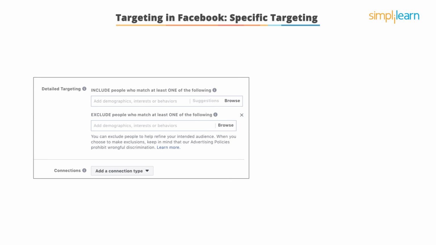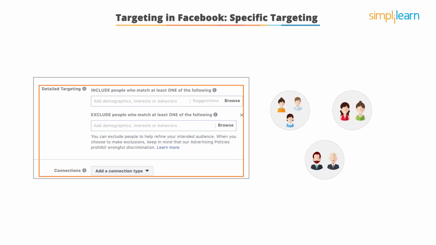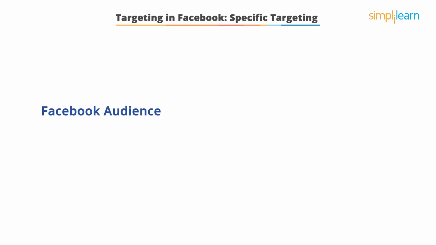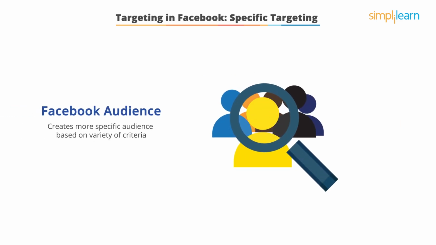If you scroll down, you will go to the specific targeting section where you can define your audience by interests or behaviors. This is where you will find the real power of Facebook advertising. This is where you can zoom in on micro-communities. But before I show you how to select interests or behaviors, I want to introduce you to Facebook Audiences. Facebook Audiences enable you to create even more specific audiences based on a variety of criteria.